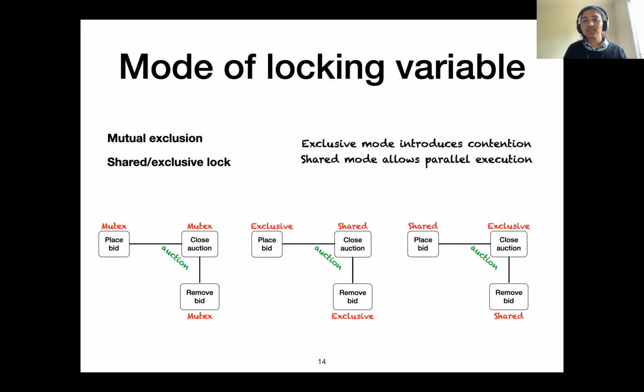And if you look at the third option, we can see that place bid has the shared mode, and remove bid as well. But closed auction needs to synchronize between both of them. So before closing an auction, we have to make sure that we have the exclusive mode, so basically there are no other operations that acquired the shared mode and are going on. So in short, exclusive mode introduces contention, whereas shared mode allows parallel execution.